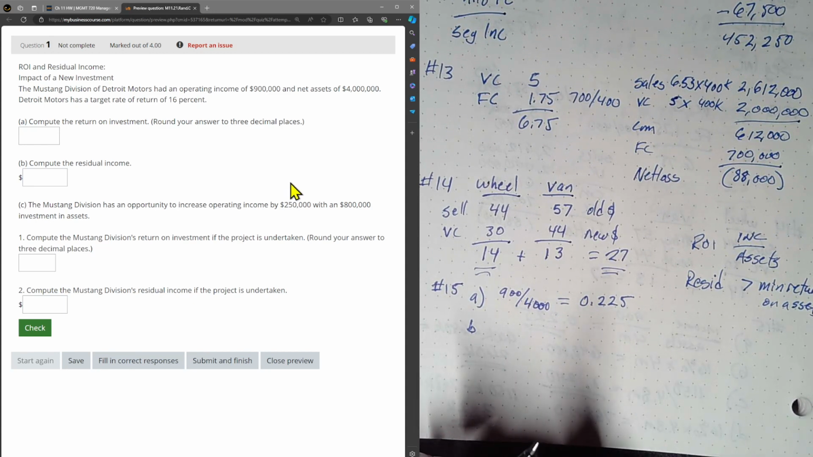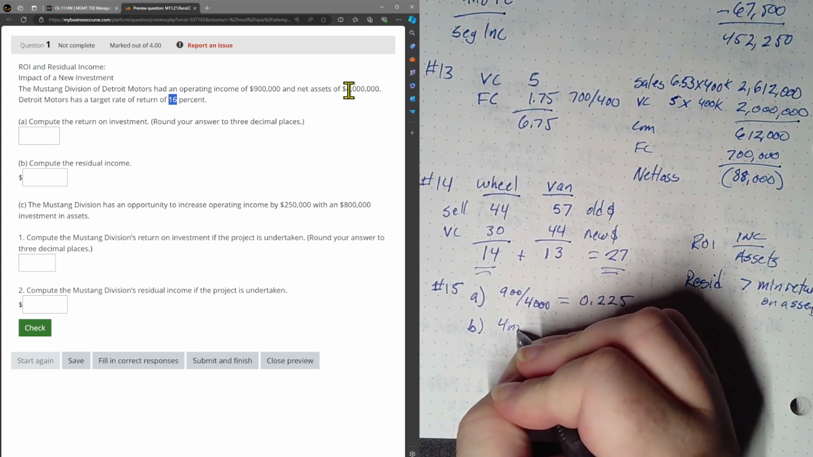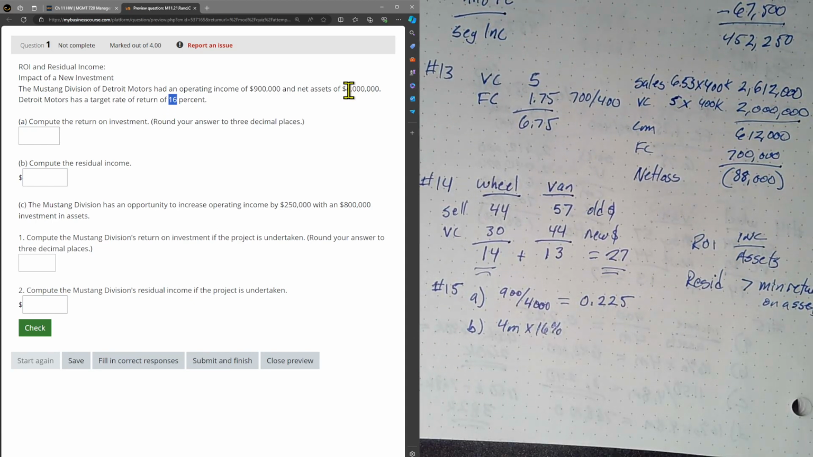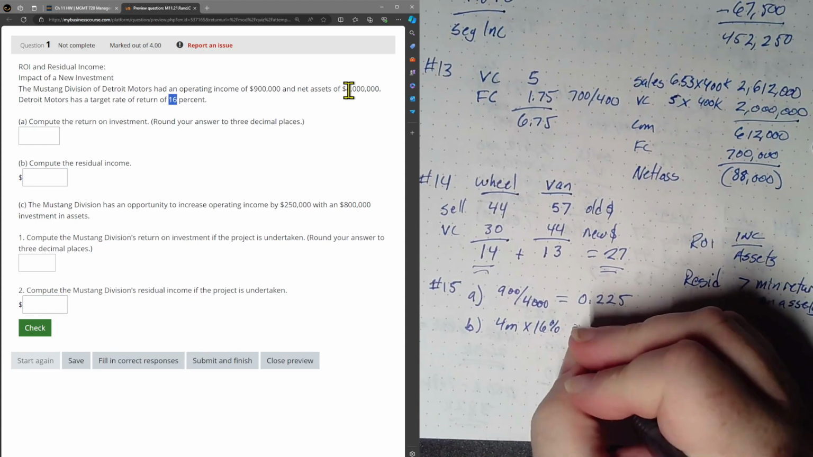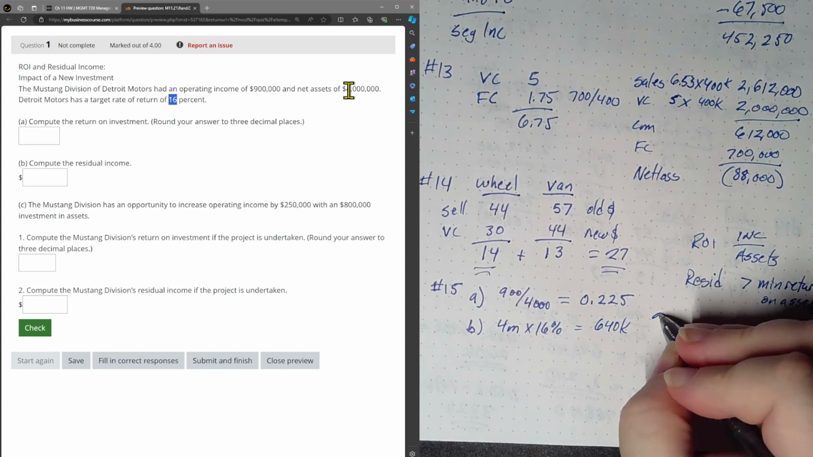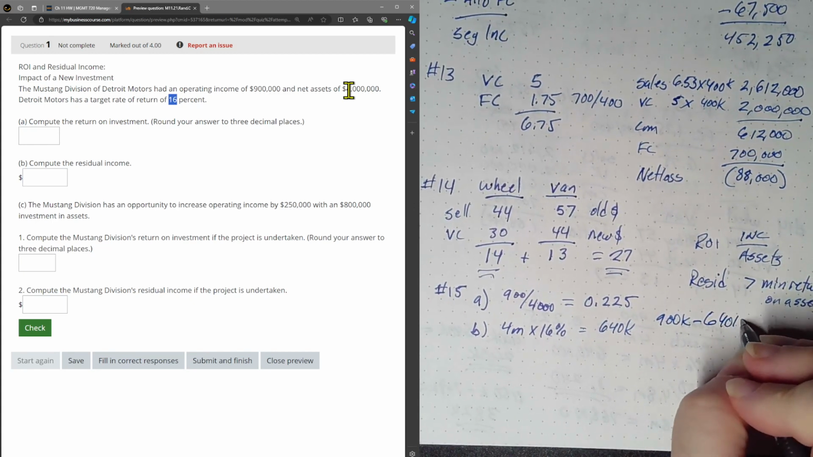Okay, so here it says that our rate of return is 16%. 16% on the 4 million. So we're going to take the 4 million times 16%. That's the minimum that we need to get. And that's going to be 640,000, right? But we got 900,000. So 900 minus 640 is going to be the residual.